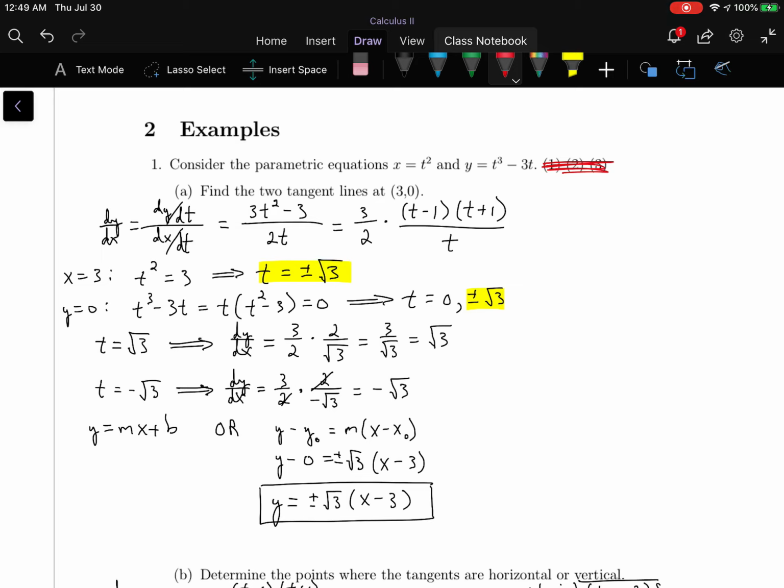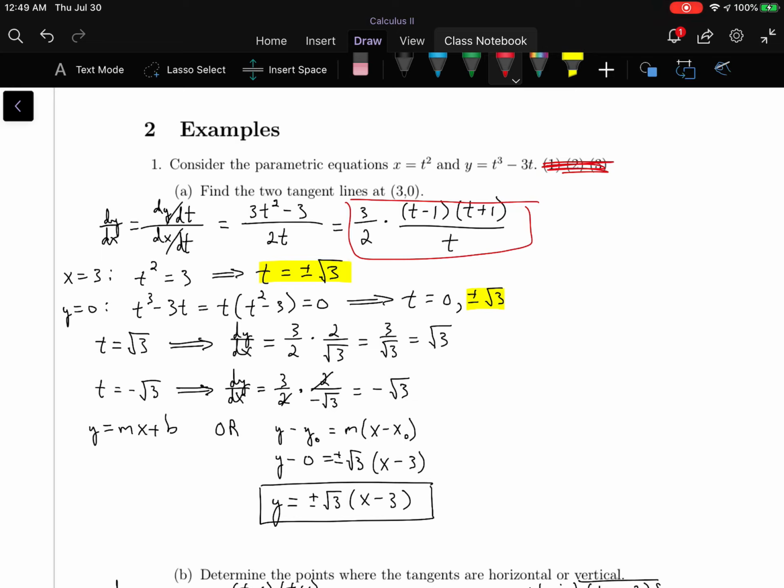So we need the derivative of y with respect to t, which is 3t squared minus 3, and the derivative of x with respect to t, which is 2t. You can manipulate this, factor out a 3 on the top, and realize t squared minus 1 factors further into (t minus 1)(t plus 1), which is what I've got over here.